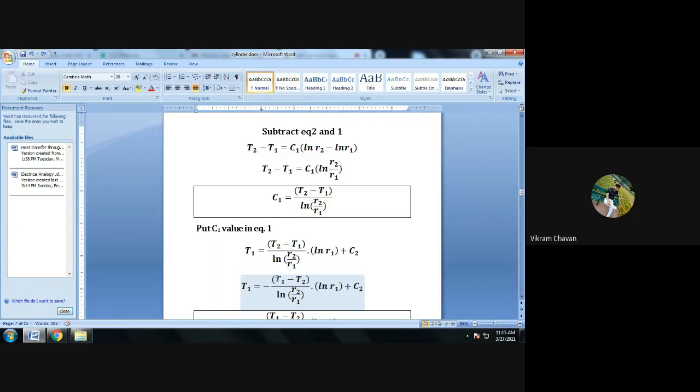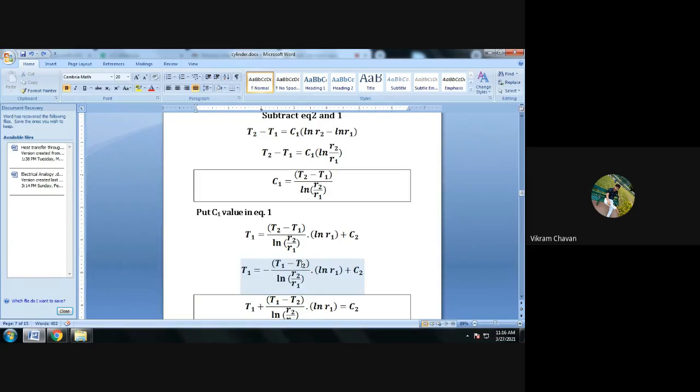We have converted this bracket to T1 minus T2 by taking the negative sign common out of the bracket. If you take the negative sign common, T2 minus T1 becomes T1 minus T2. So we get the equation as minus of T1 minus T2 whole divided by ln of R2 divided by R1, multiplied by ln of R1, plus C2.